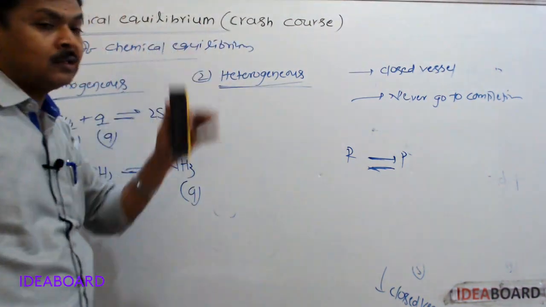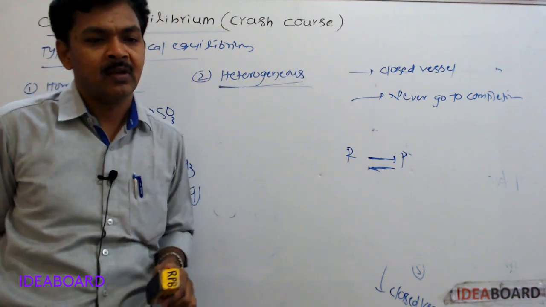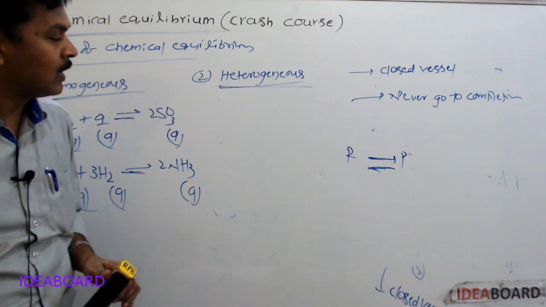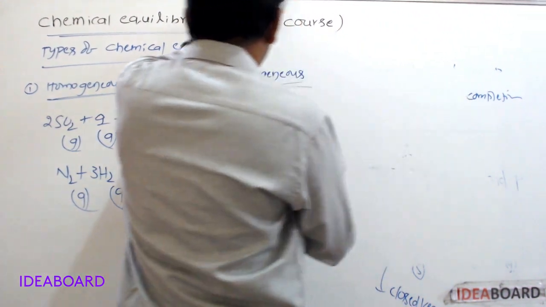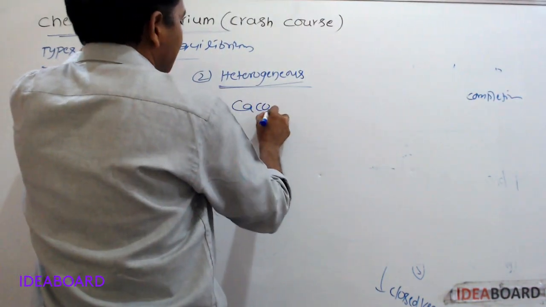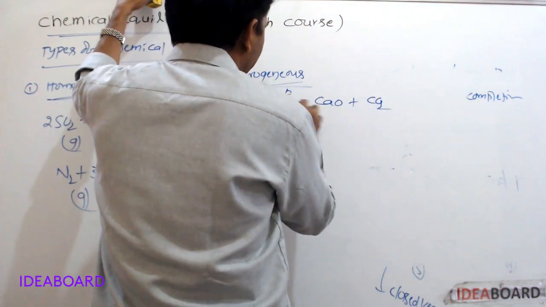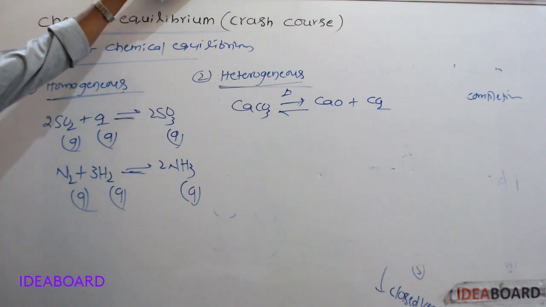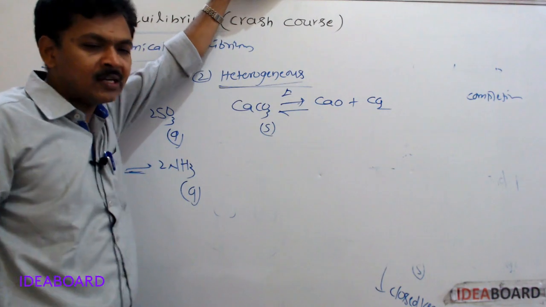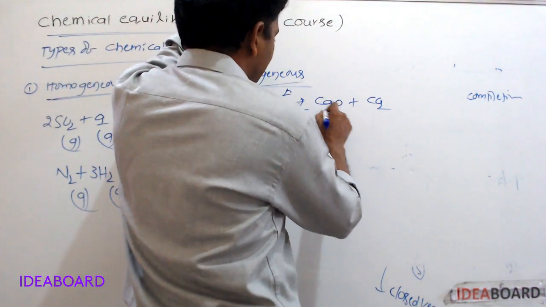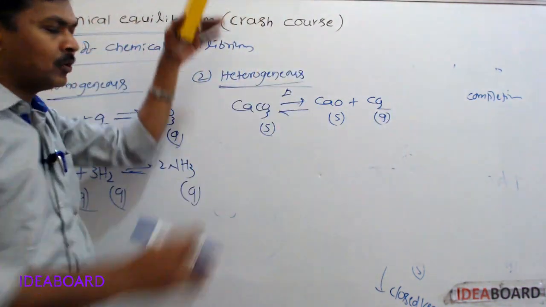Heterogeneous equilibrium: if all the reactants and products are not in the same physical state, it is called heterogeneous equilibrium. See the example: calcium carbonate on heating gives calcium oxide plus carbon dioxide. Calcium carbonate is in solid state, calcium oxide, that is lime, is in solid state, and CO2 is a gas. This is heterogeneous equilibrium.